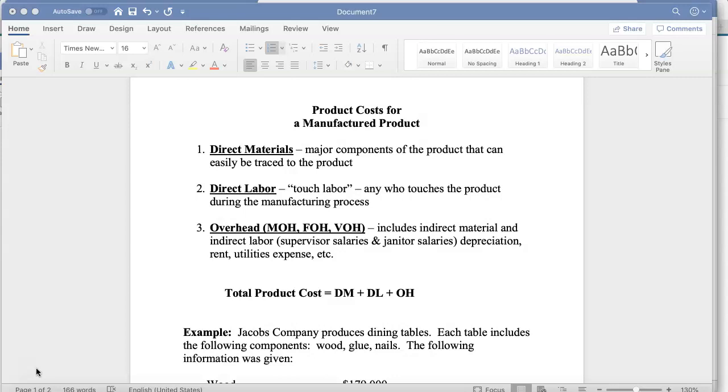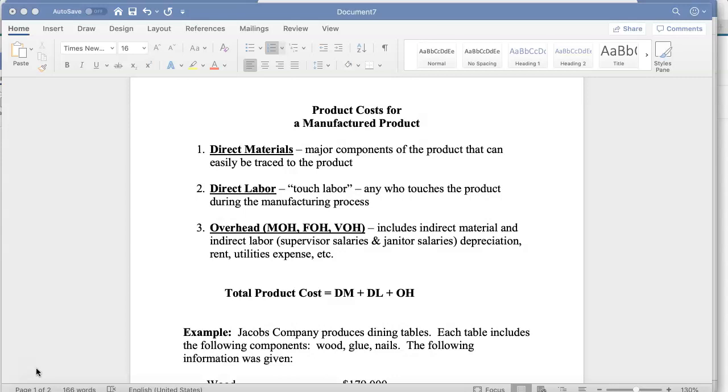For direct material, that would be any main component of a product that we can trace the cost to that product. So for example, if you're making a guitar, then some of the direct materials included would be wood that you would make the guitar from. So that's an example of direct material.